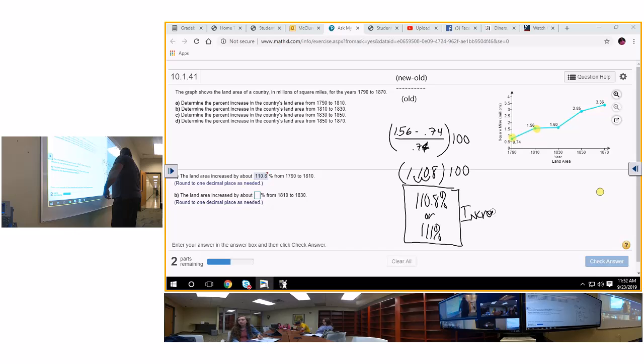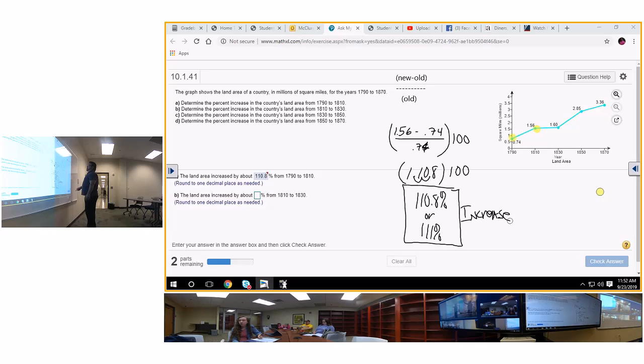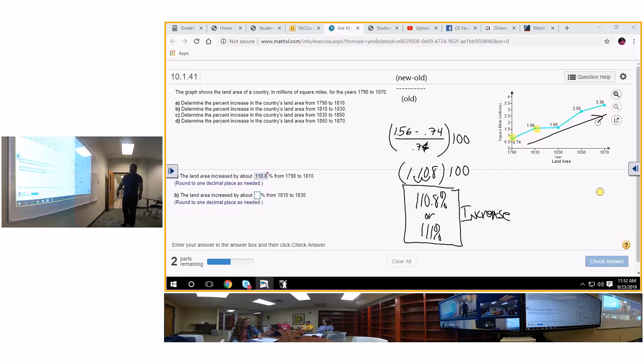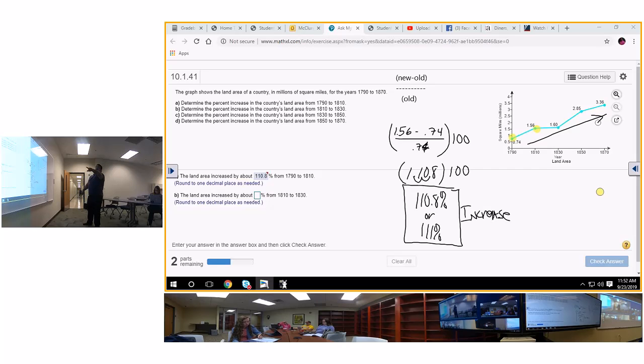If it comes out negative, that means what? Decrease. But what are all these doing? They're going up. So all of these are going to be increases. Now it says round to 1 decimal place. So 110.8 is correct. You do the next one. You do 1810 to 1830.